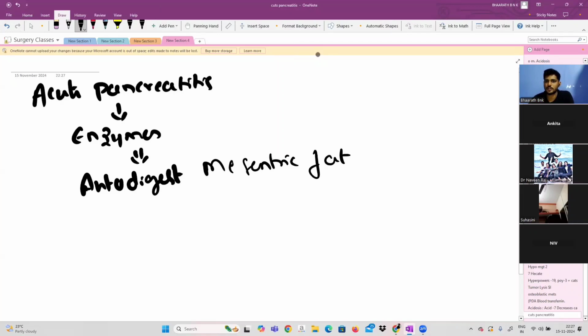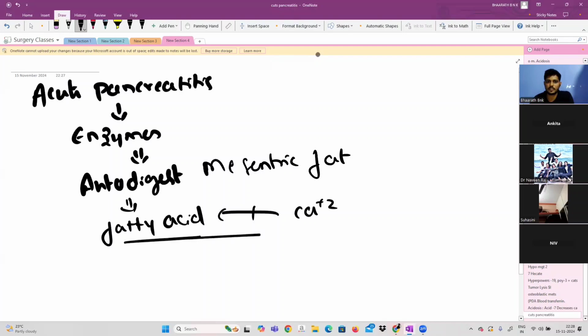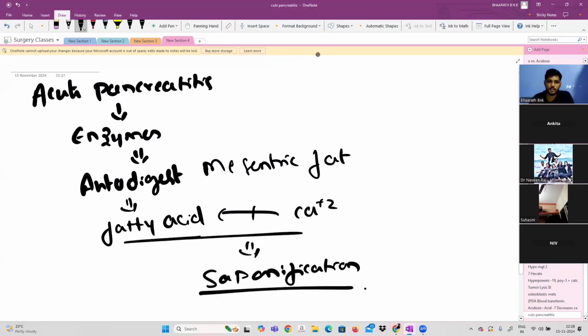So these auto-digest mesenteric fat. And you know, when fat is digested, it is broken down into fatty acid and glycerol. Now, wherever there is fatty acid available freely, calcium comes and binds to it, right? And this will lead to saponification. That is why in earlier days, in the pre-ultrasound era, most of the acute pancreatitis cases were thought to be perforation because of the similar clinical presentations. They used to open up the abdomen, and all through the mesentery they used to find white deposits, which were suggestive of saponification, which was very common in the pre-ultrasound era.